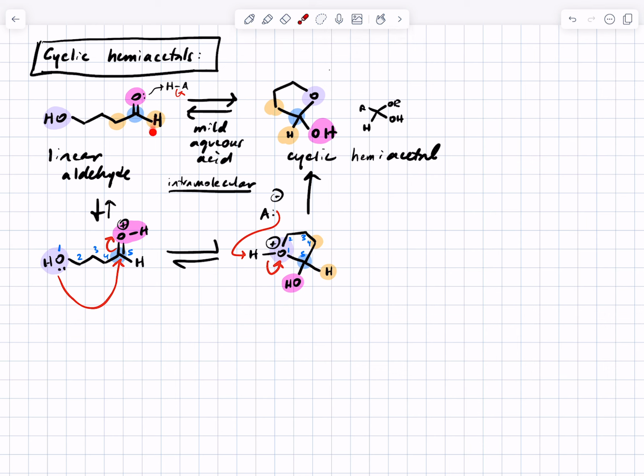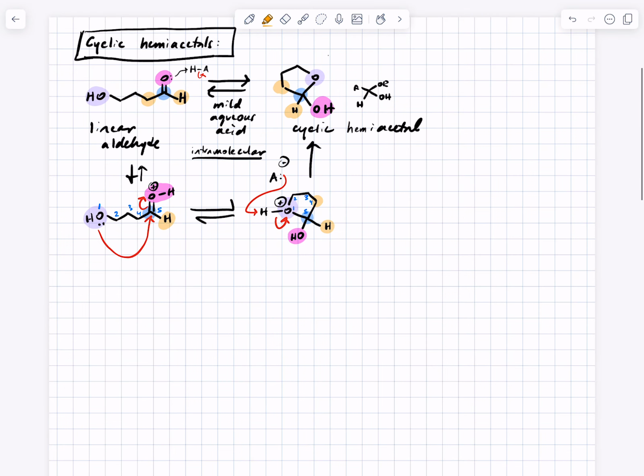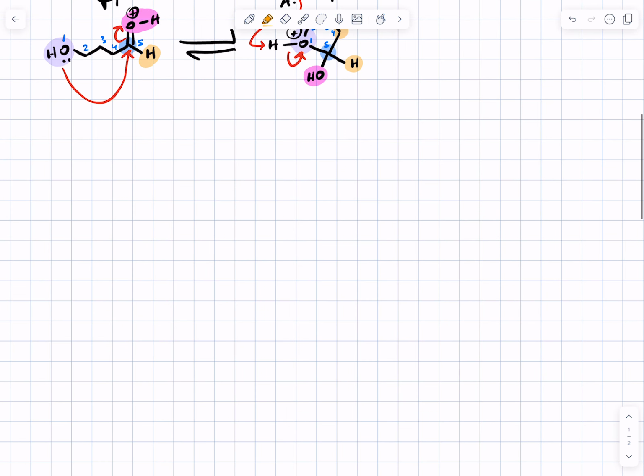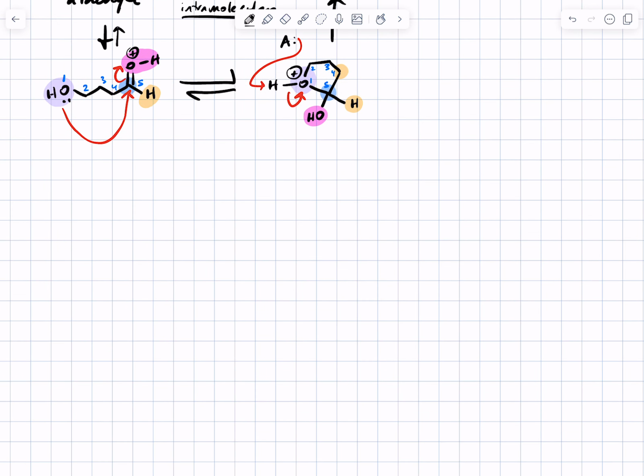Yep, if you made it with the ketone, just replace this hydrogen with a methyl group or something else and it would look the same. Okay, a couple more things on this. Let's go backwards, because I know that is also a struggle for you.